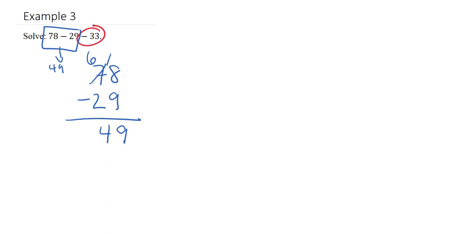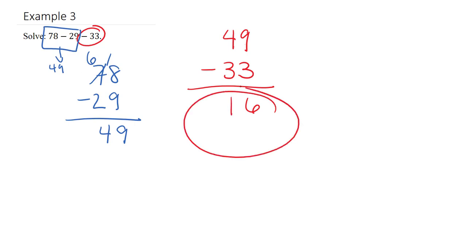Now let's go ahead and subtract the 33. So now we have 49 minus 33. So we get 9 minus 3, so that's 6. 4 minus 3, that's 1. So we end up with 16.